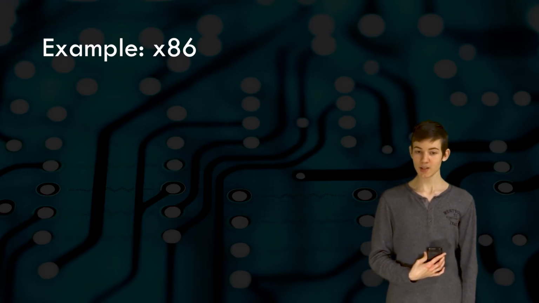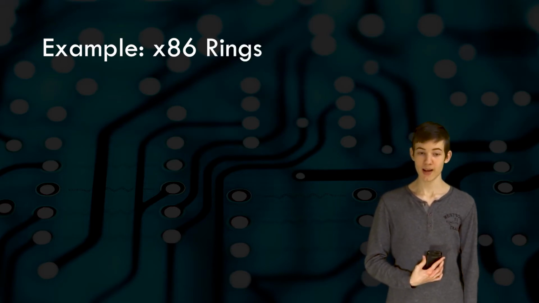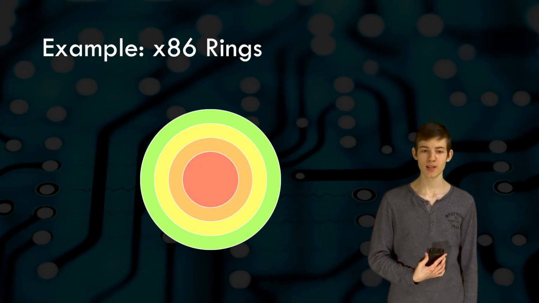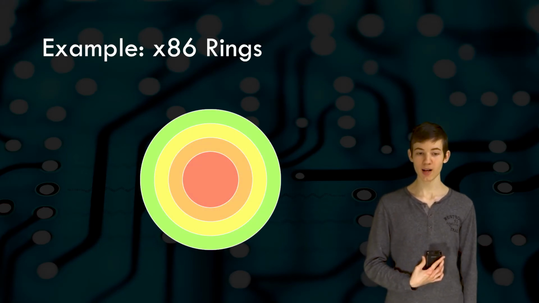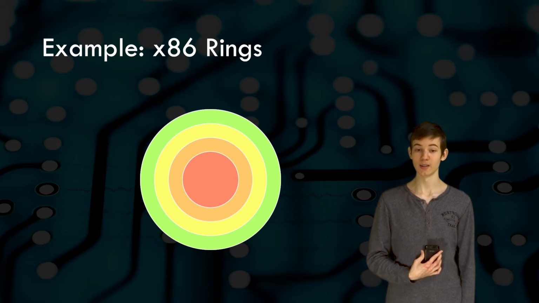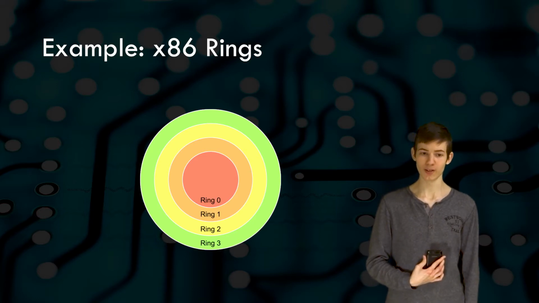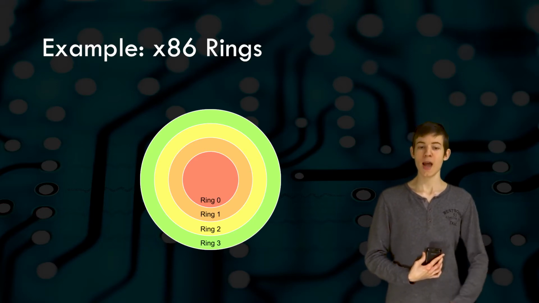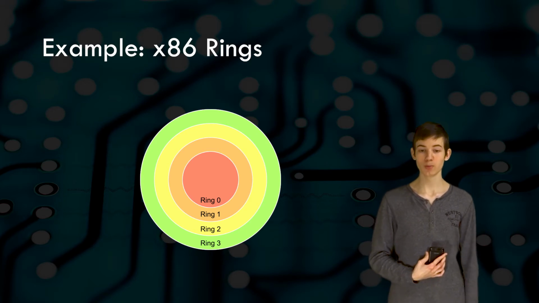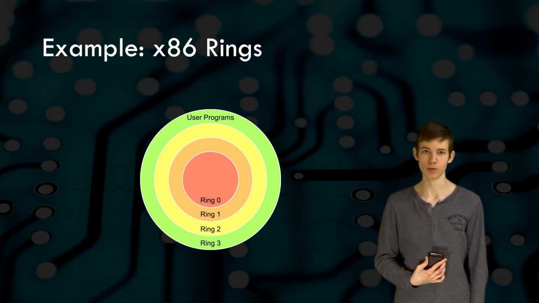In x86, these privilege levels are called rings, as they can be pictured as circular rings with the least privileged one on the outside and the most privileged one on the inside. They range from ring 0 to ring 3. Ring 3 has the least resource access and the most protection and is typically used by user programs.